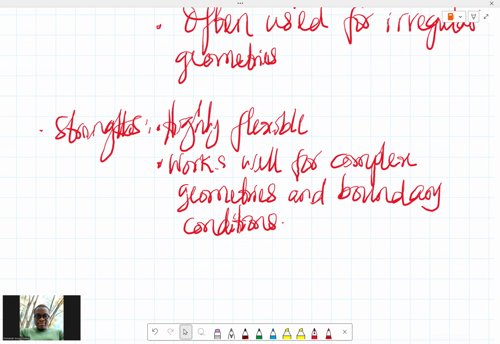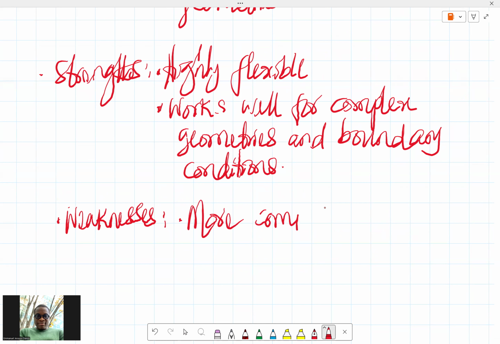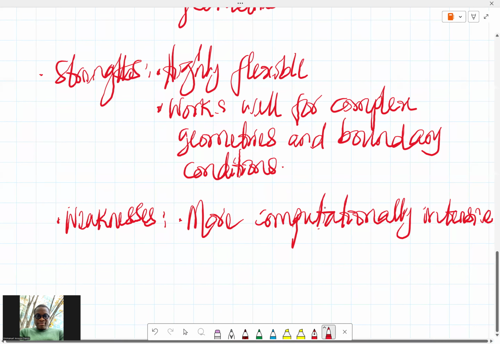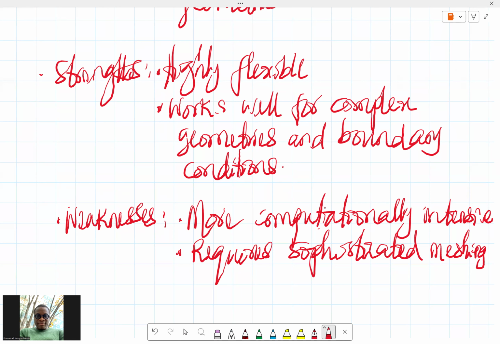Then the weaknesses of the finite element method. It's more computationally intensive, because you need to divide into several finite elements. Then two, it requires sophisticated meshing, unlike the finite difference method, where you just discretize and then you go on.